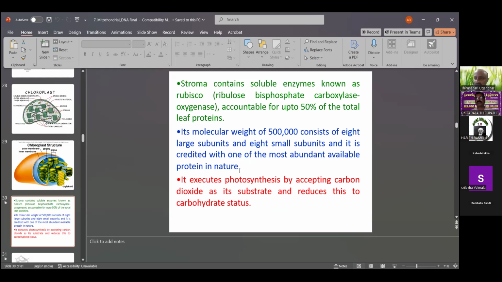What does life mean? Life originates from the DNA, but life's continuation depends on Rubisco. Without Rubisco, there is no formation of food materials by sunlight. Rubisco is the most important enzyme in nature. Nature means plants, animals, and also inorganic substances, the non-living substances. Living organisms can be classified into two types, and the plant's quality and development depend on inorganic, non-living substances. So Rubisco is important. It executes photosynthesis by accepting carbon dioxide as the substrate and reducing it to carbohydrate.